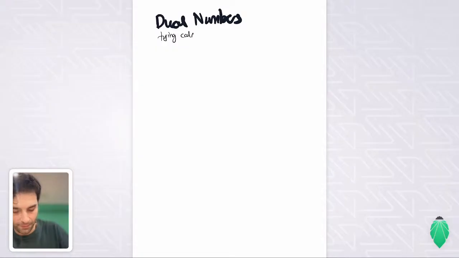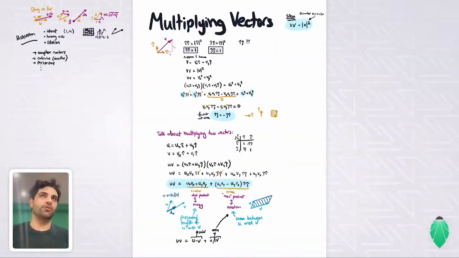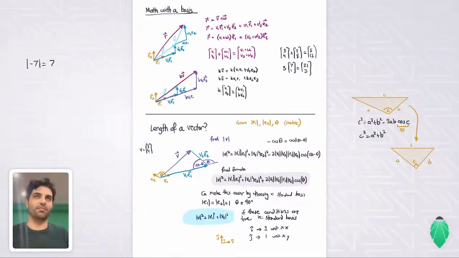So next week is sort of a coup de grace. I want to talk to you a little bit about the dual numbers, right? And this is basically tying calculus to vectors. That's going to be kind of the last thing I say once that's all done. I've actually already introduced them to you, but you probably haven't realized it yet. But I'll do that next time.